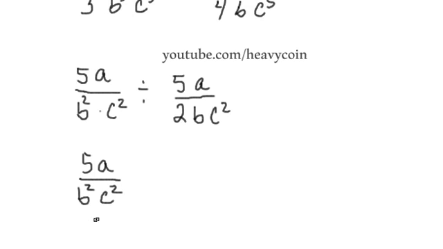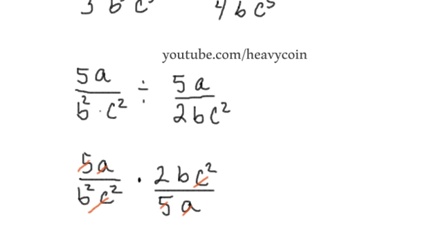Alright, what we're going to do is we're going to flip this. So this becomes 2b c squared over 5a. And as you can see here, we're going to be able to cancel some stuff out, like the 5's and the a's. We've got a b in the numerator up here, a b squared. Look, c squareds are going to cancel completely out too.